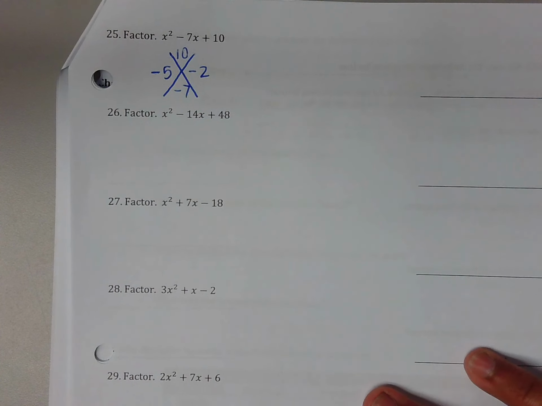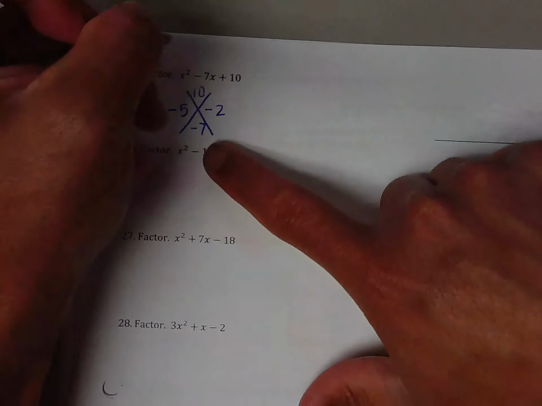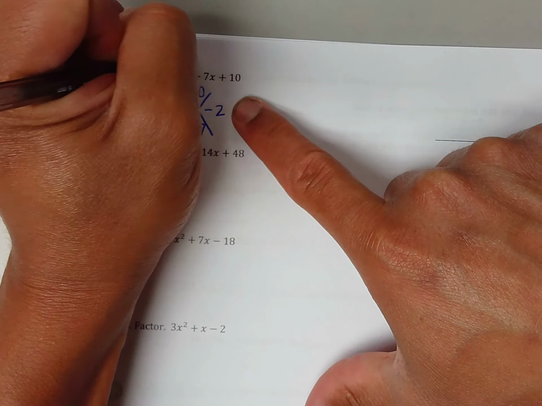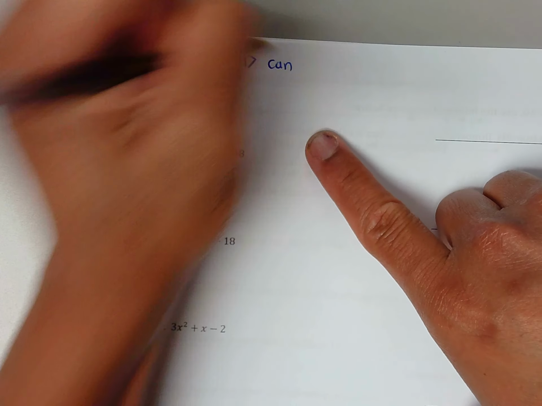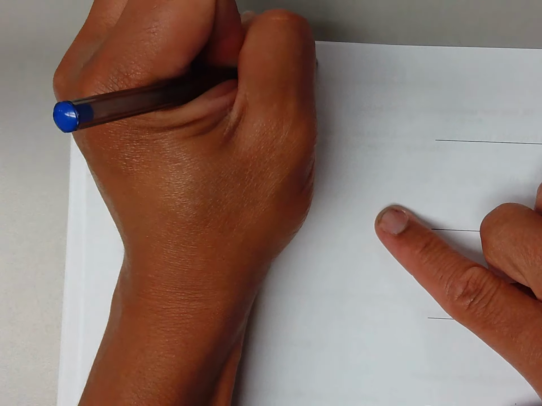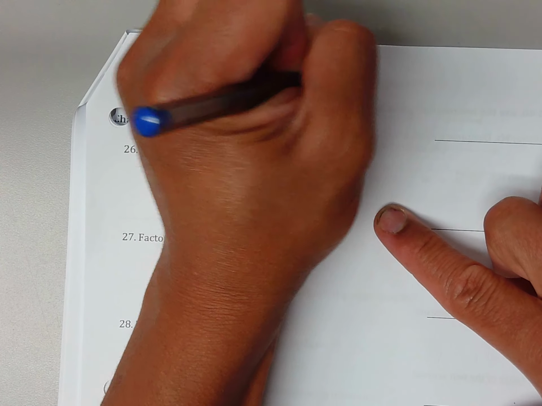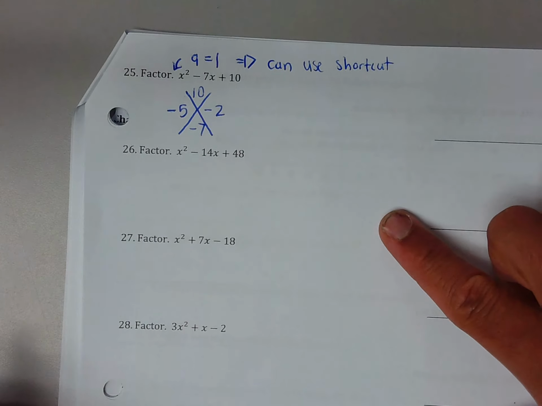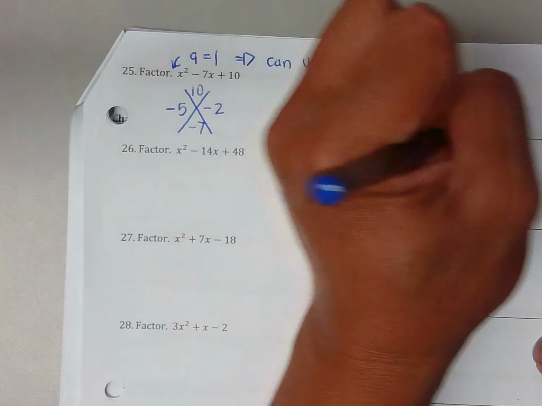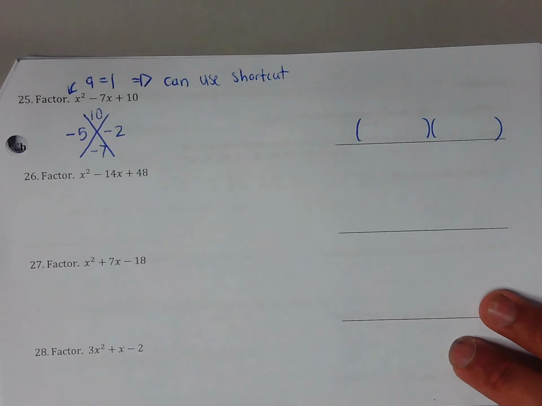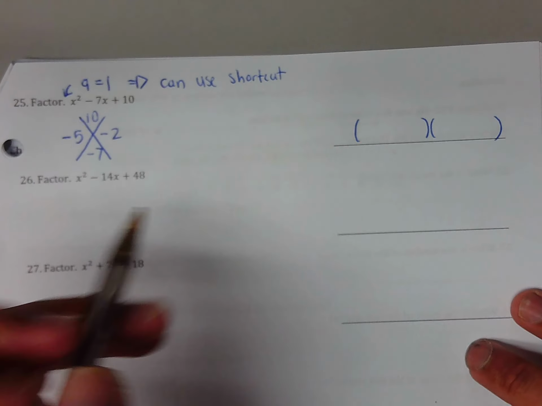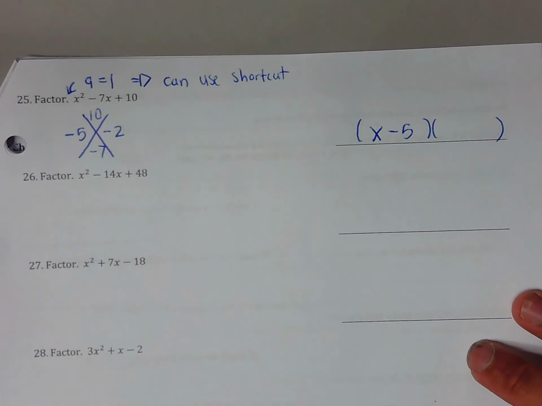All right, so now I can just use that shortcut method, right? A is equal to 1, so I can use the shortcut. Right, and that shortcut is, well, our final answer is just going to be something multiplied by something, and that something is x minus 5, because we have that negative 5. And then x minus 2, because we have, why does it keep doing that? X minus 2.